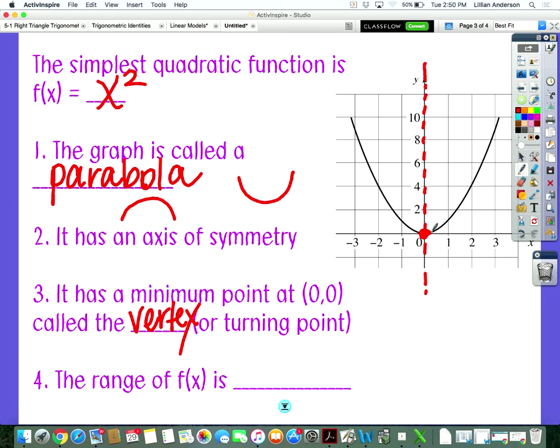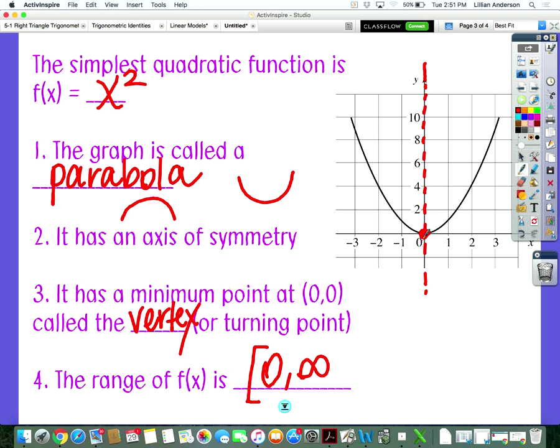And lastly, looking at this particular example of f of x equals x squared, the range of f of x is 0 to positive infinity. What's around the 0? A bracket. Remember, brackets mean that point is included. It is a part of the range. There's not an open circle down there at the vertex. It's closed, and so it is included, hence the square bracket.